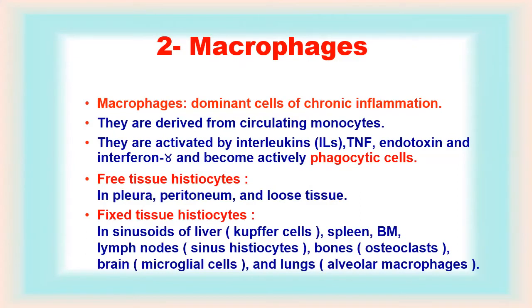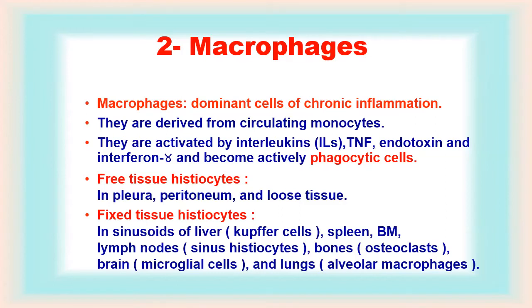Second, macrophages. Macrophages are also dominant cells of chronic inflammation. They are derived from circulating monocytes, and they are activated by interleukins, tumor necrosis factor, endotoxin, and interferon gamma, and become actively phagocytic cells.